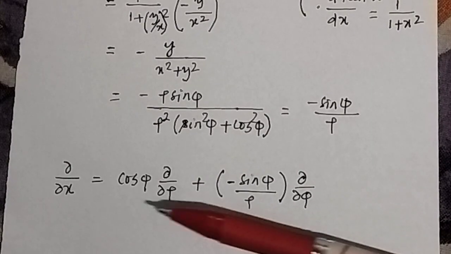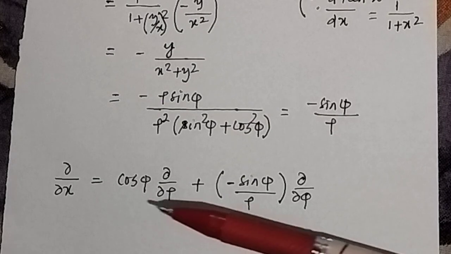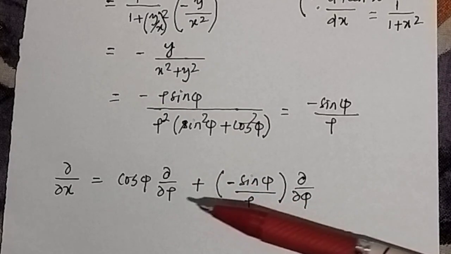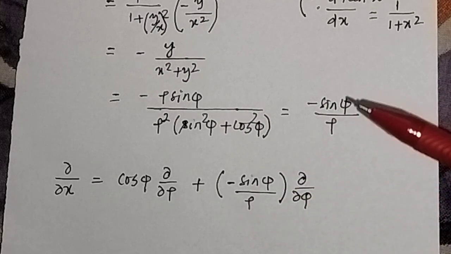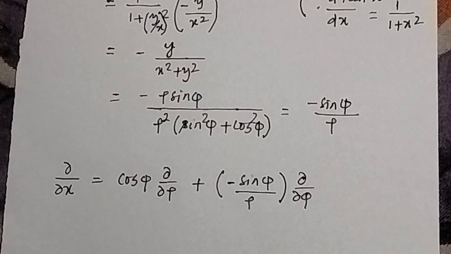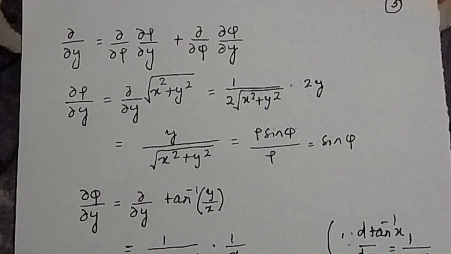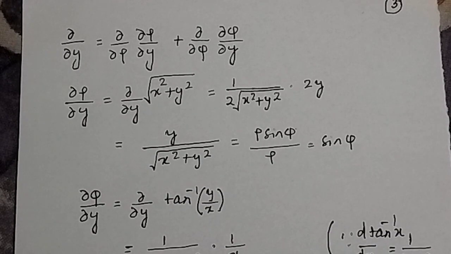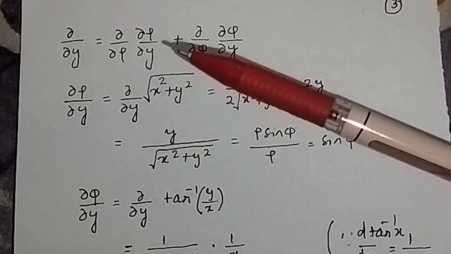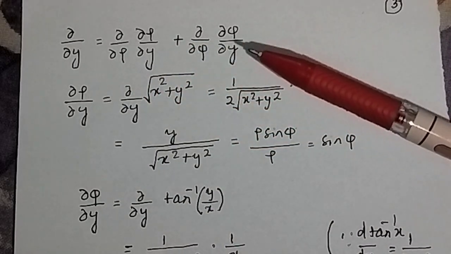So you can calculate the partial derivative with respect to x, that is equal to cos phi times the partial derivative with respect to rho, plus minus sin phi divided by rho times the partial derivative with respect to phi. In a similar manner, you also calculate the partial derivative with respect to y in terms of rho and phi.